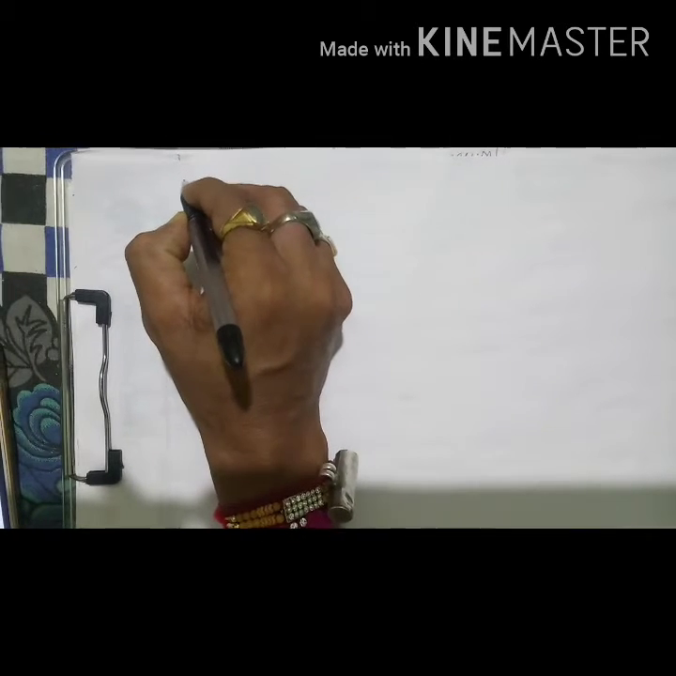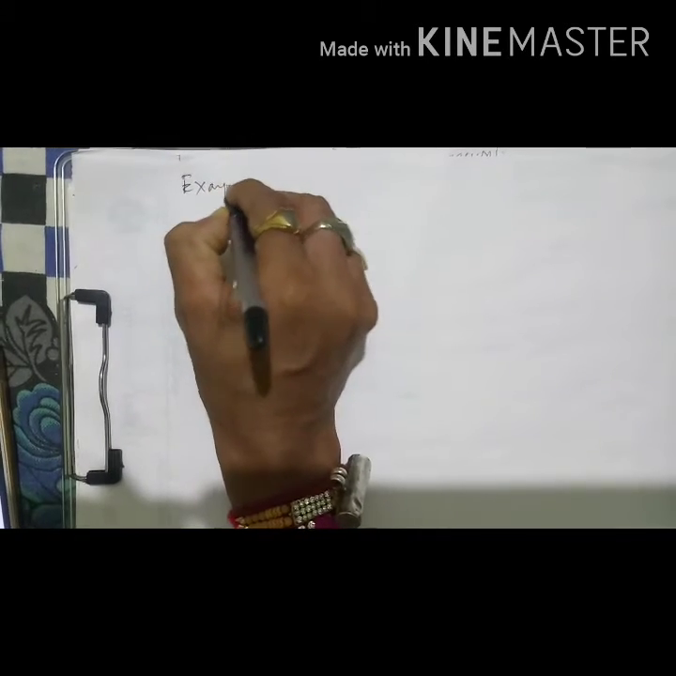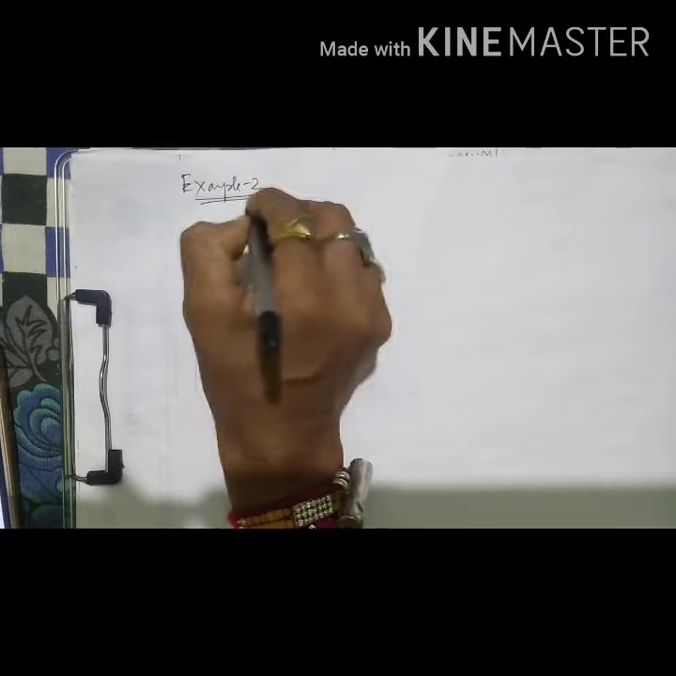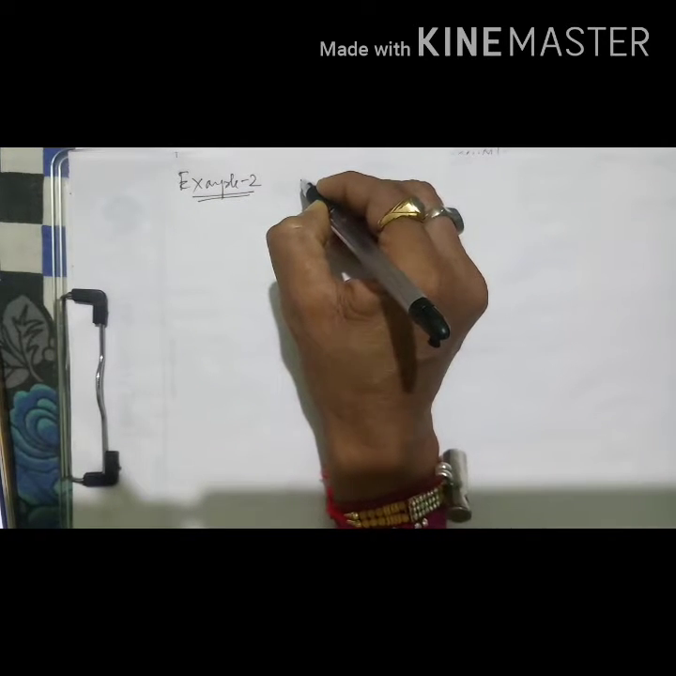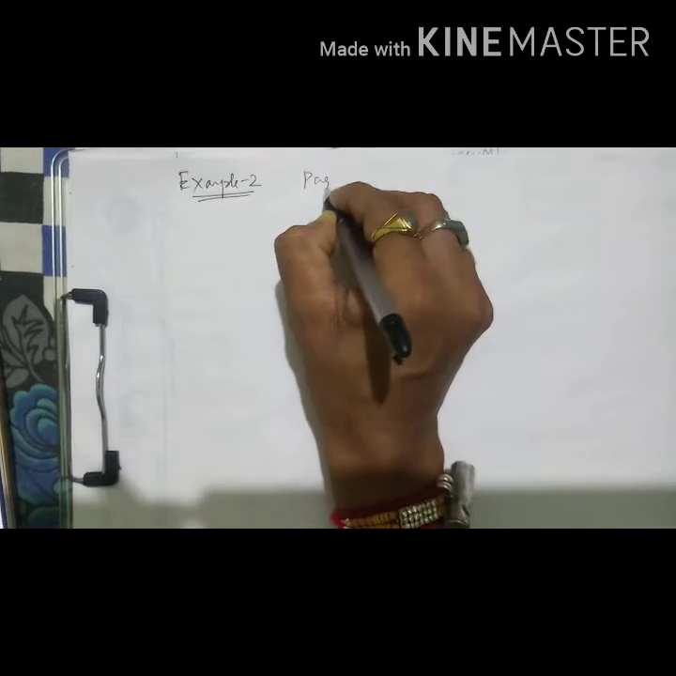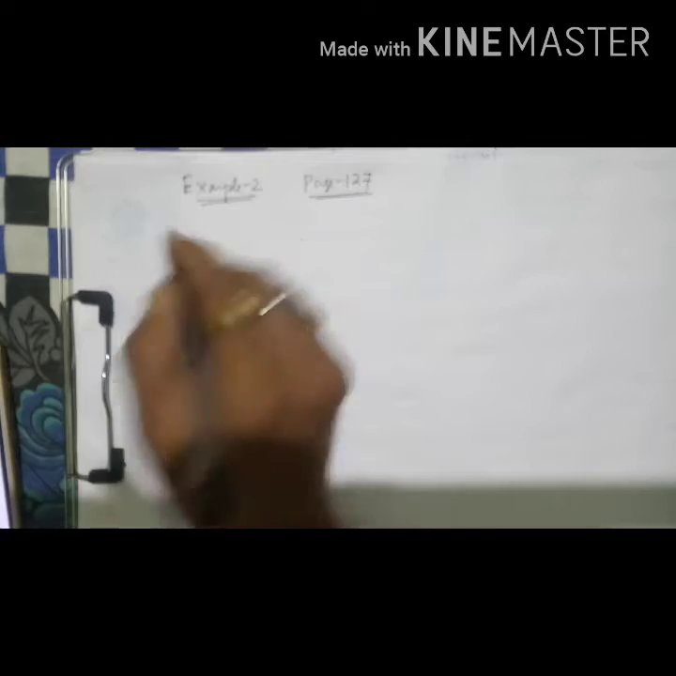So after that we will start example 2 of your NCERT textbook, that is page number 127, page 127 from your NCERT book.